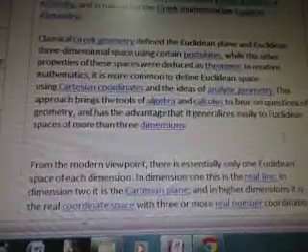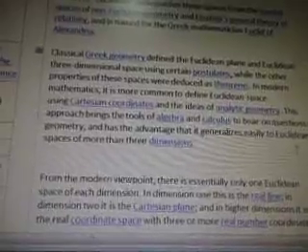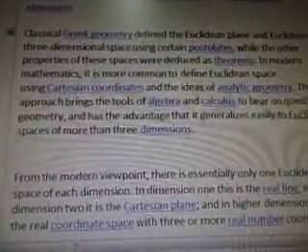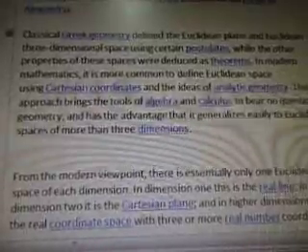Classical Greek geometry defines the Euclidean plane and Euclidean 3-dimensional space using certain postulates, while the other properties of these spaces were deduced as theorems. In modern mathematics, it is more common to define Euclidean space using Cartesian coordinates. That's another word that came up again. And the ideas of analytic geometry.